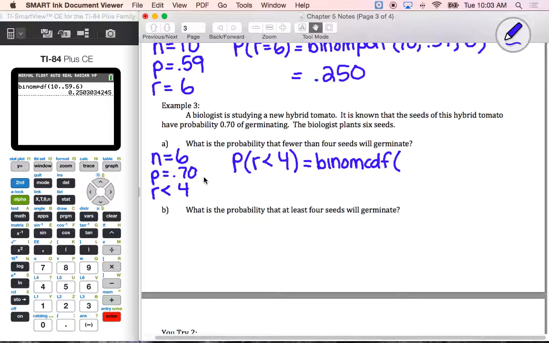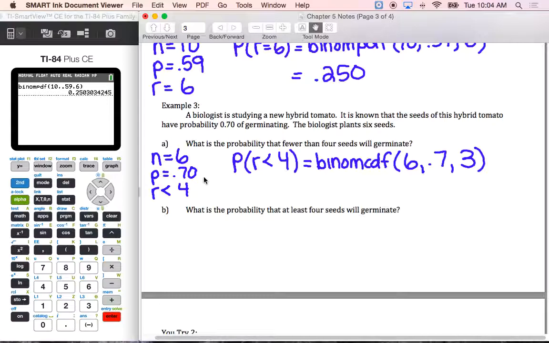So I have my binomial CDF. We've got 6, 0.7. Now if you look at the list on the last page, it says you take R minus 1. So we're going to do 4 minus 1 to give us 3. Because if we want fewer than 4, we're saying I want the sum of the probabilities of 3 and below. That's what fewer than 4 means. You don't include the 4.